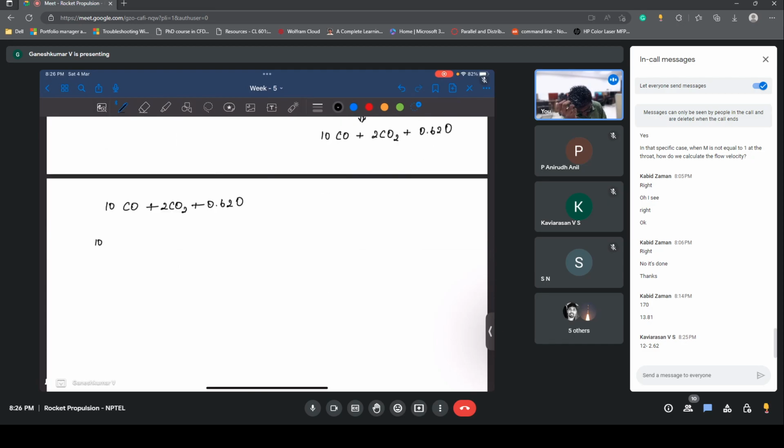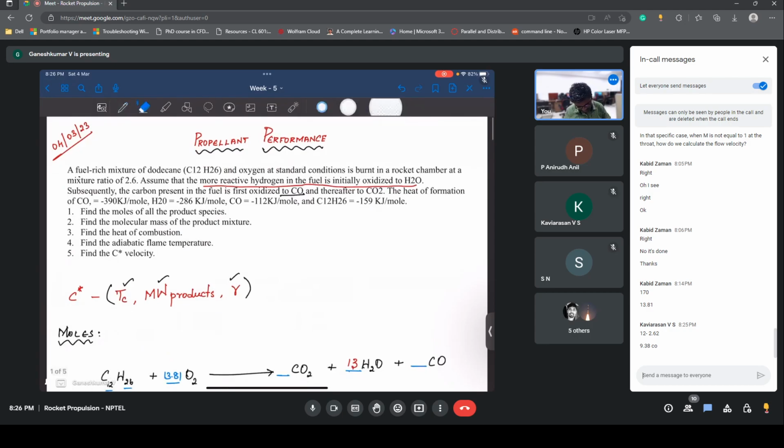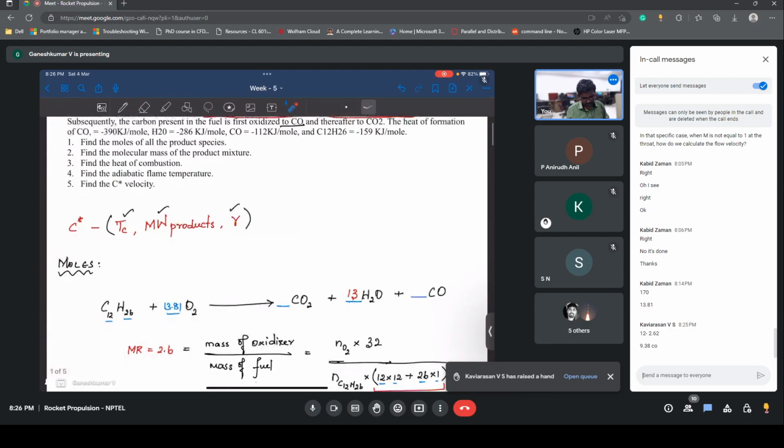What I can do is write 10 minus 0.62 CO plus 2 CO2 plus 0.62 CO plus 0.62 O, right? So what is 10 minus 0.62? 9.38 CO plus 2.62 CO2, right? So now I do not have any oxygen left. That is what was actually told in the question. The carbon present in the fuel is first oxidized to CO and thereafter CO2. If there is remaining oxygen, we will oxidize it to CO2.